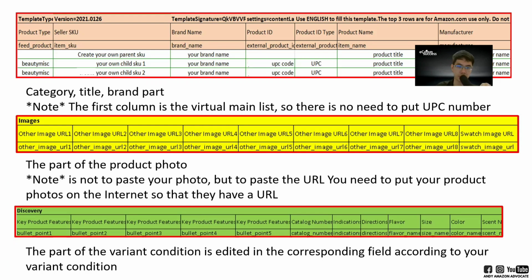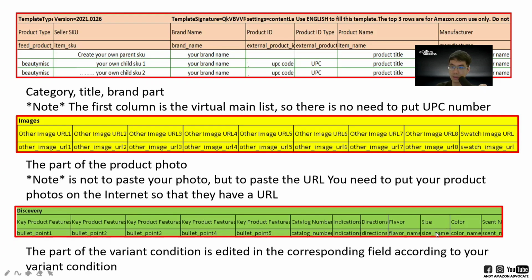Okay. After that, you scroll right, and you will see bullet point 1, bullet point 2, bullet point 3, bullet point 4, bullet point 5. You don't have to fill in these bullet points if you already created the listing. But what you need to fill in is this size, this color over here.